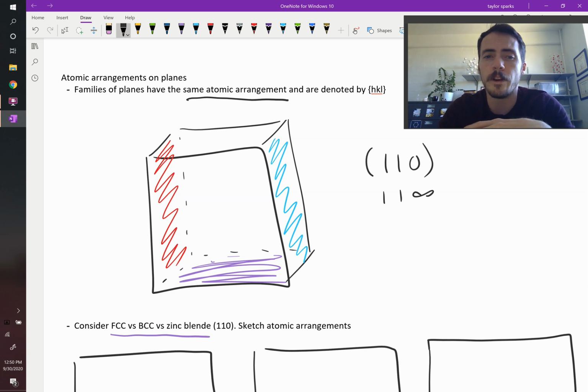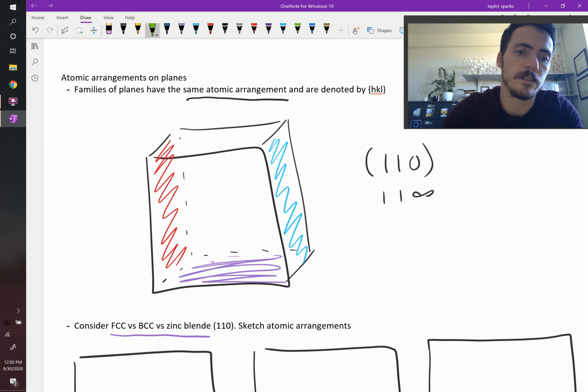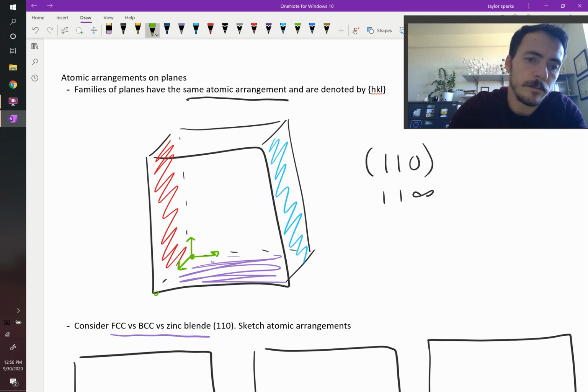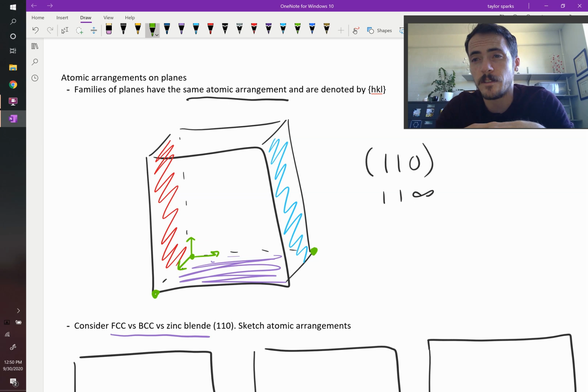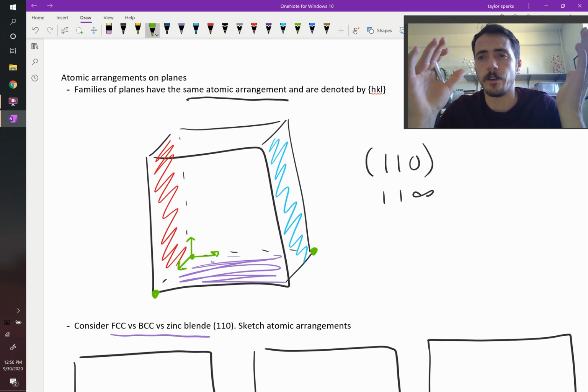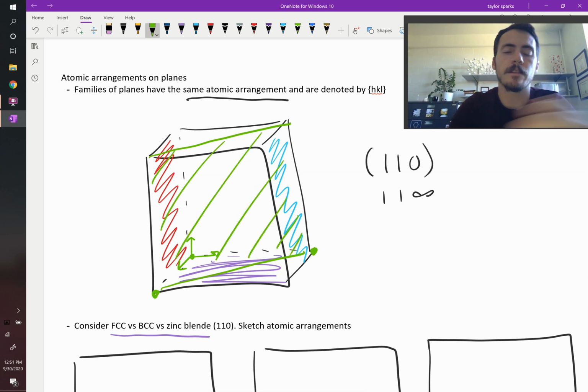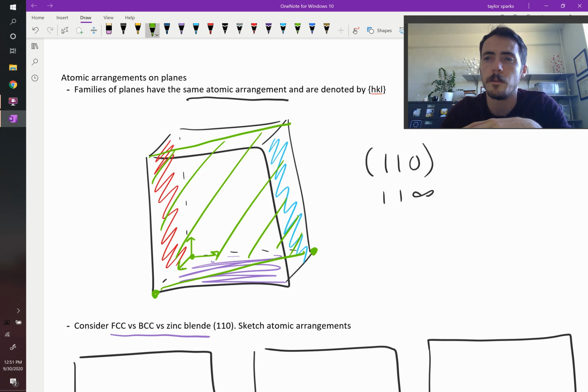Now we have to look at where it intersects these. So we need to have an axis for our origin. Let's pick this one right over here. So that's our x, y, and z directions, right? So it intersects the x at 1, it intersects the y at 1, and it intersects the z at infinity, meaning it never does. So it must be running parallel to it. Therefore, we must be talking about this plane right there. You see it? The one that cuts the cube in half. That's the 110 plane that we're talking about.